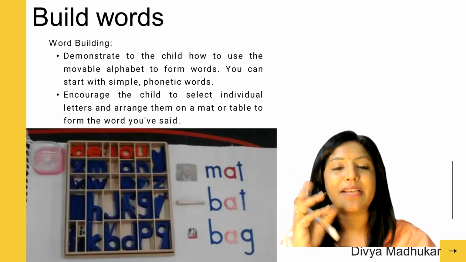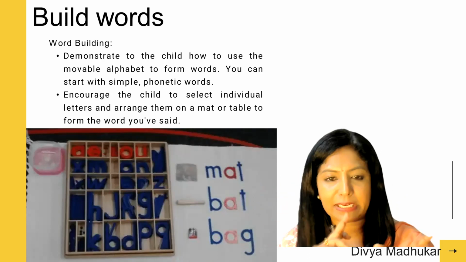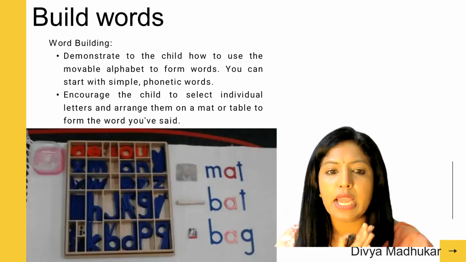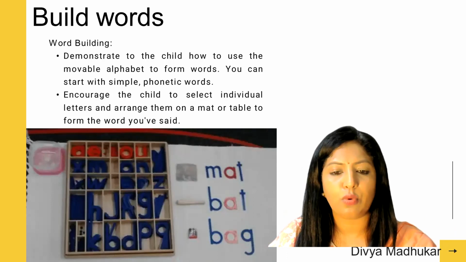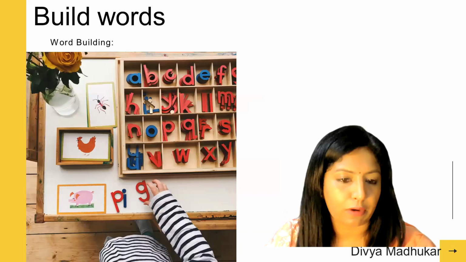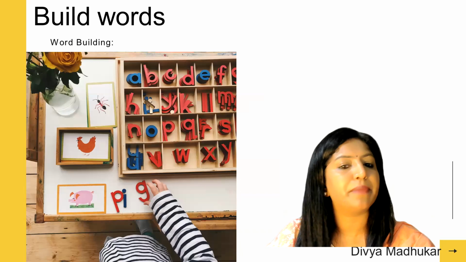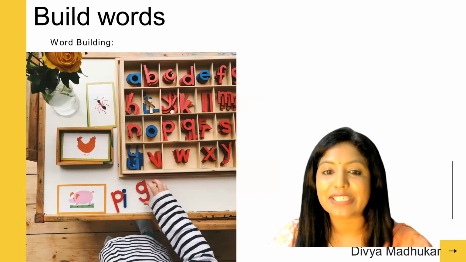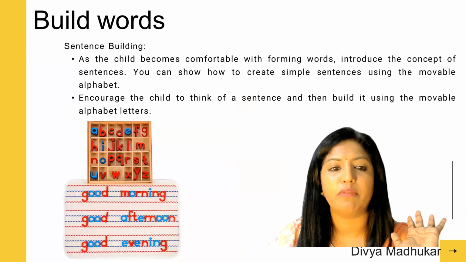But still, in case some of the children have confusion about the letters and sounds, you can also work in parallel. You can work simultaneously also. It's up to you. But generally, if the child is not ready, you don't have to introduce this material at all. Now you can have collective cards. Like, you have a picture of a pig. You ask the child to construct the word pig using the movable alphabet.